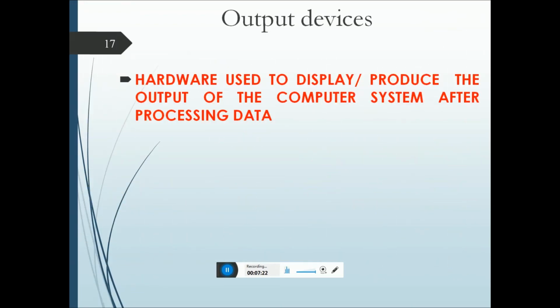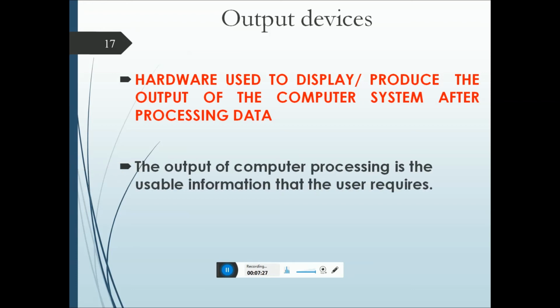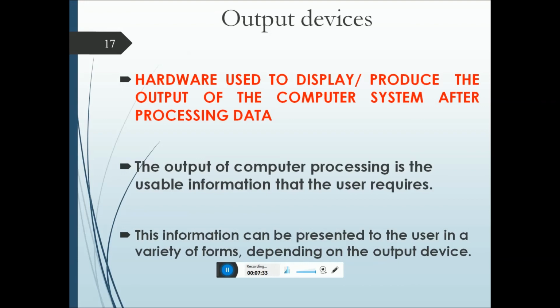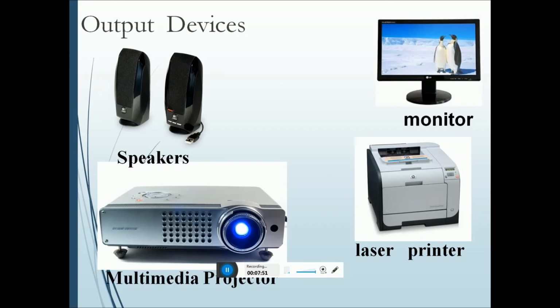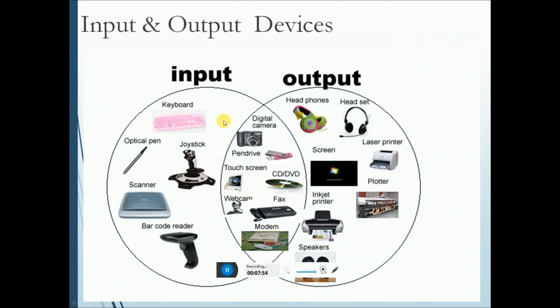Output devices. This hardware is used to display or produce the output of the computer system after processing data. The computer processes data into the information that users require. This information can be presented to the user in a variety of forms depending on the output device. The main output devices are speakers, monitor, printer, and projector. This diagram shows the input and output devices.